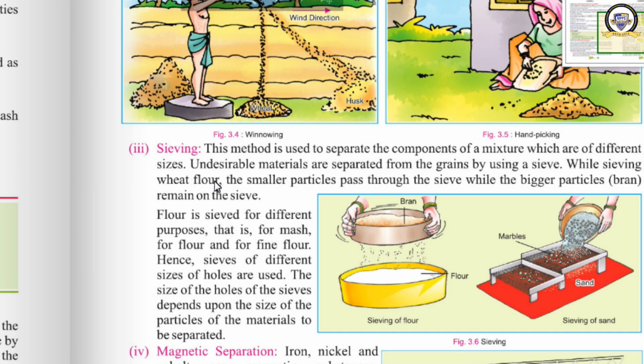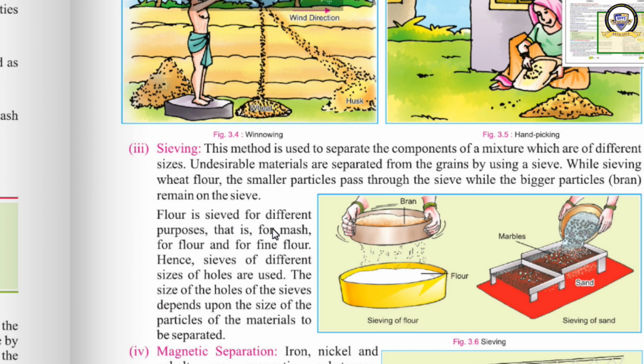While sieving wheat flour, the smaller particles pass through the sieve while the bigger particles remain on the sieve. See, it is the sieving of flour. This is a sieve and we drop wheat flour on it. Then during sieving, the small particles pass through the sieve and the large particles just stay on the sieve. Thus, it is separated.